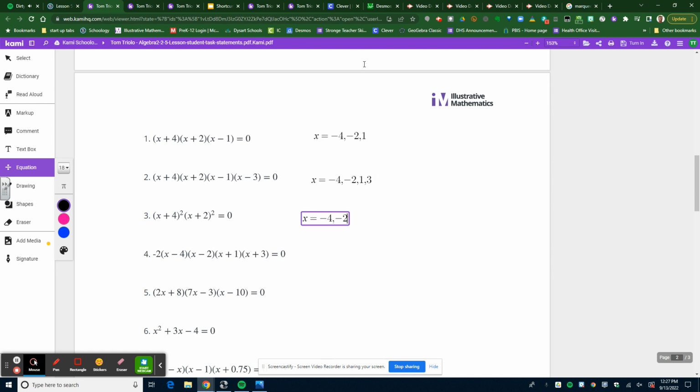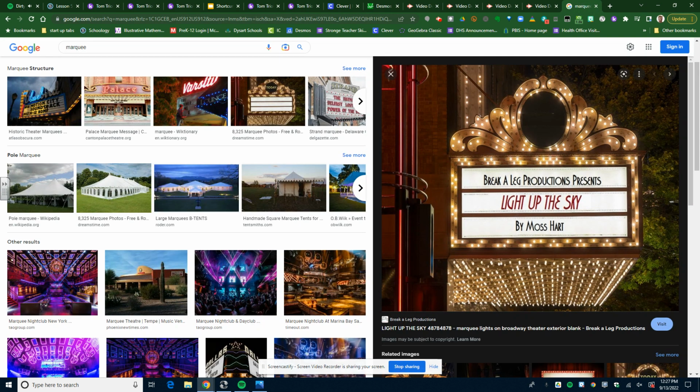So let's type that into Desmos and see what it looks like. So just do x plus 4 times x plus 2. Type y equals, don't bother with the x equals 0. So I'm going to make a new Desmos somewhere.